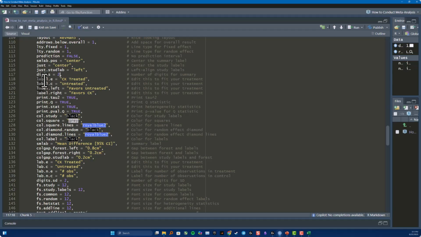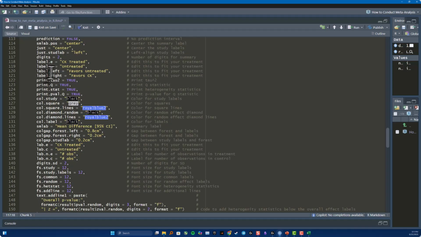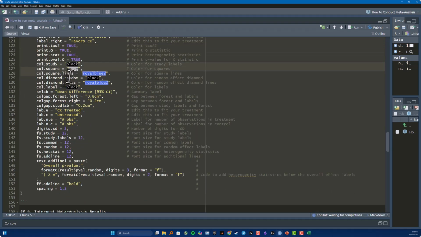The labels here are the labels for the plot, so either cytokinin treated or untreated. The label on the left would be that if it's to the left of that, left of mean, it'll favor the untreated controls, and if it's to the right, it'll favor the cytokinin. This is for printing the statistics here, so you put true for printing the statistics. And then all of these here are the colors of the overall effect size, diamonds and squares, and these can be whatever you want.